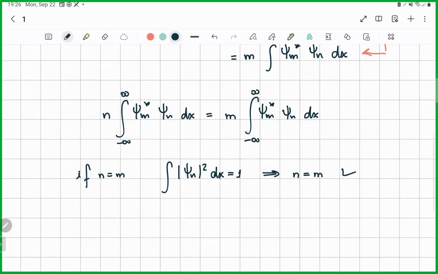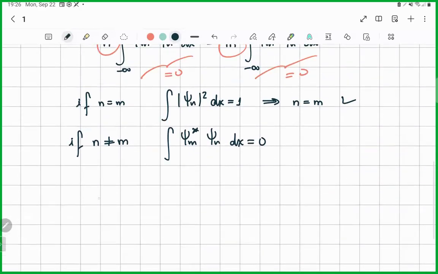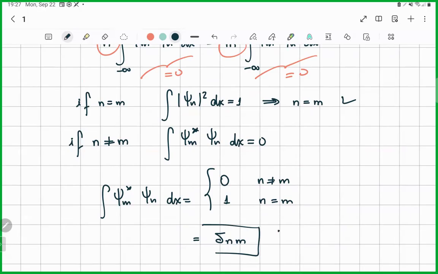Very good. But if n is different from m, well, if this is different from this, the only way for us to have this equality is if this integral is 0, okay? If n is different from m, the only way for left and right to be true is that this integral has to be 0. So then we just proved that the integral of psi m conjugate psi n is 0 if n is different from m, 1 if n is equal to m. In other words, we can say that this is equal to delta nm. Okay, so that's the end of this short video.